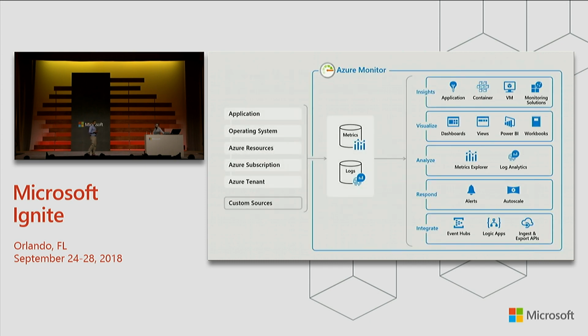Let's drill in deeper. What does it really look like? So data comes from a variety of places. It can come from the application, the OS at the host level and the guest level, and your various Azure resources if you're running your app on Azure: storage, compute, load balancer, et cetera. There's also a set of metadata, like your subscription information, Azure tenant information, et cetera. Or you could be sourcing your own custom information.